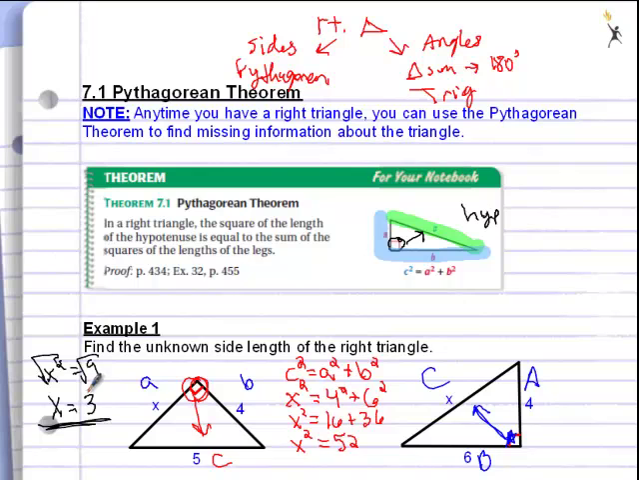Now, just like the previous problem, I need to find x, not x squared. I want to find just x. So I'm going to do the square root of both sides. The square root of a square is just the number, so x comes out. I'm going to solve it over here. The square root of 52 is not a perfect square.